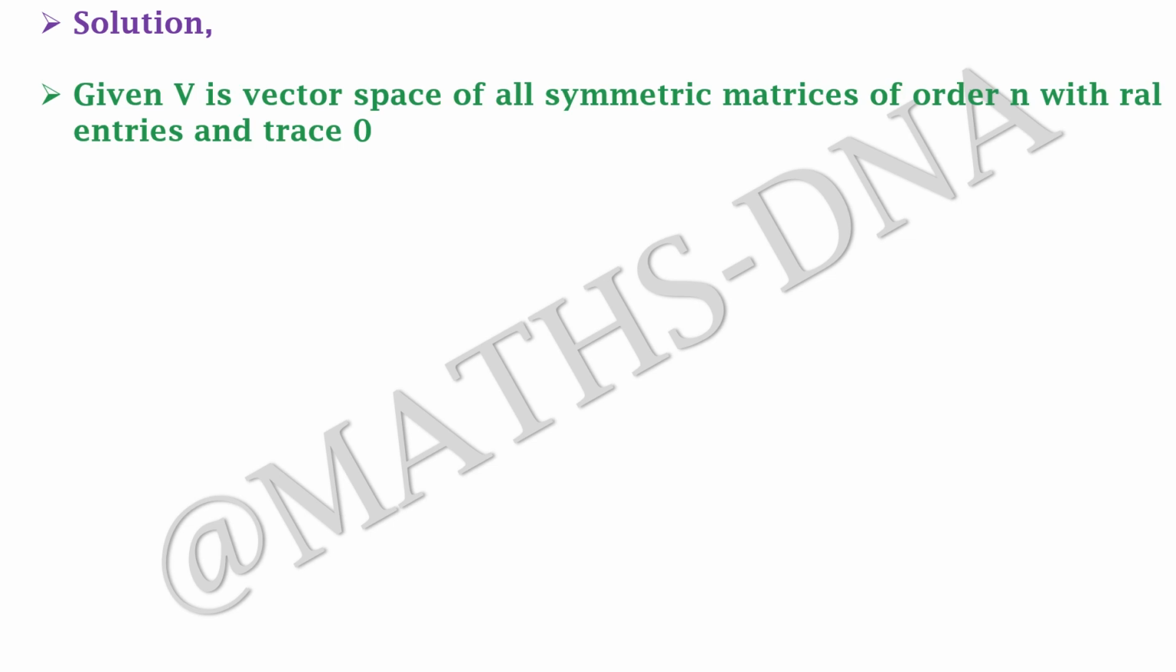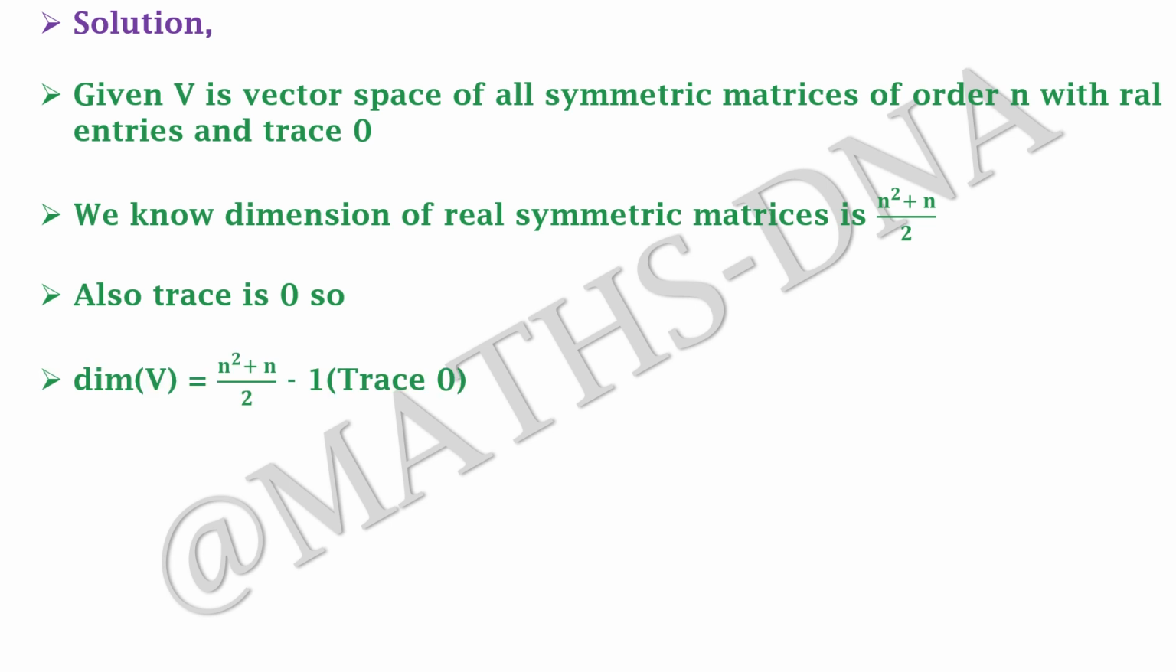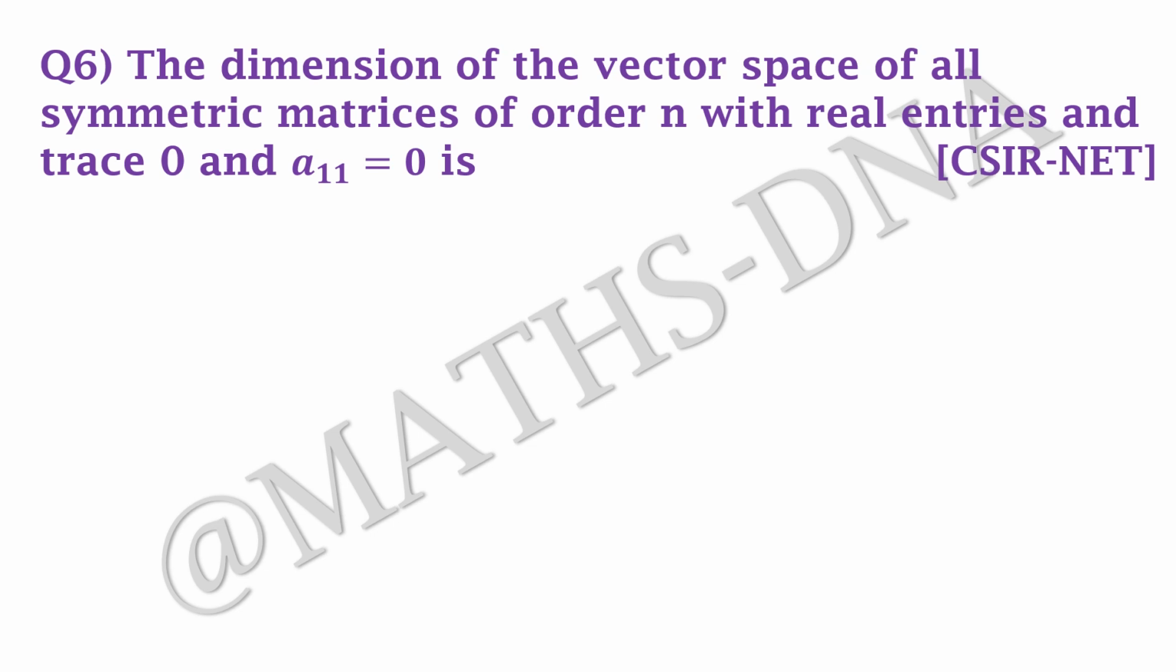It is given to us that V is a vector space of all symmetric matrices of order n with real entries and trace 0. We also know that the dimension of real symmetric matrices is nothing but n square plus n by 2. But here it is also given to us that trace is 0, which means that the dimension of V will be n square plus n by 2 minus 1. This one element is the element that is dependent, that is trace is 0. So we get the correct answer as option D. Moving on to our next question, question 6.